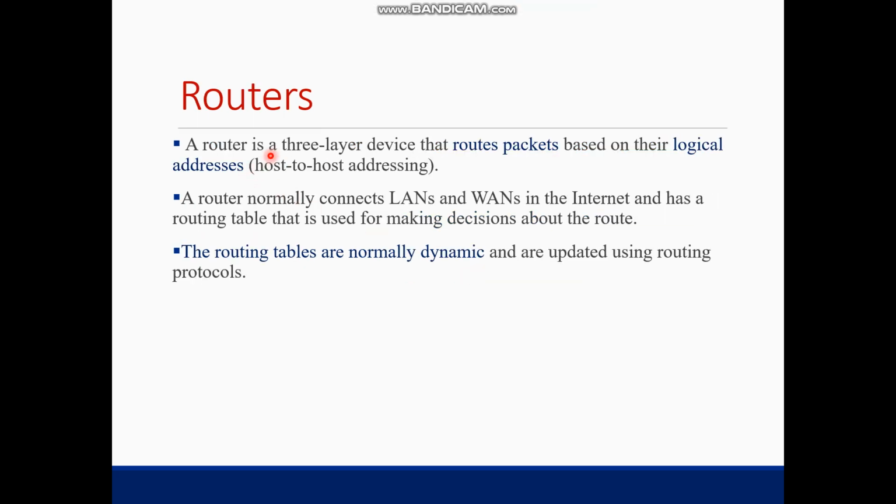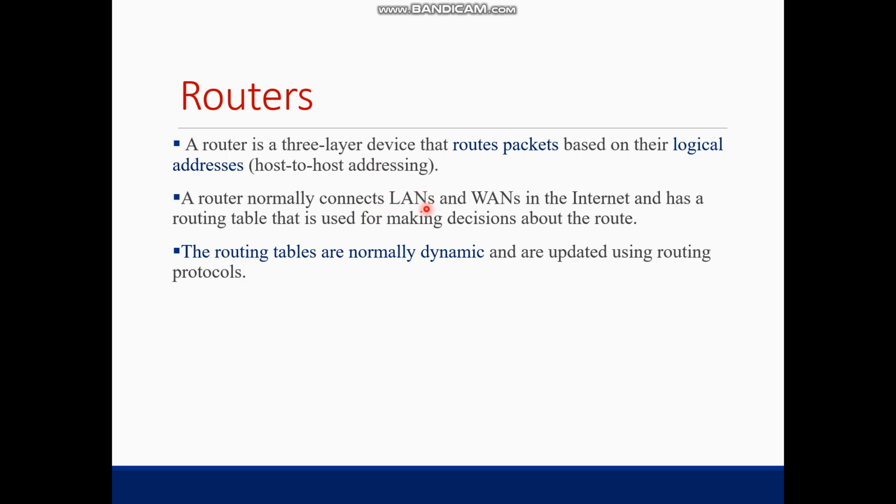So the fourth category is routers. A router is a three-layer device that routes packets which are inside the network layer. That means routers work over the network layer, data link layer, and the physical layer. So they work on logical addresses. That means it sends the data based on the logical addresses, that means the IP addresses or host-to-host addresses. So the routers are normally connecting the LANs and WANs in the internet.